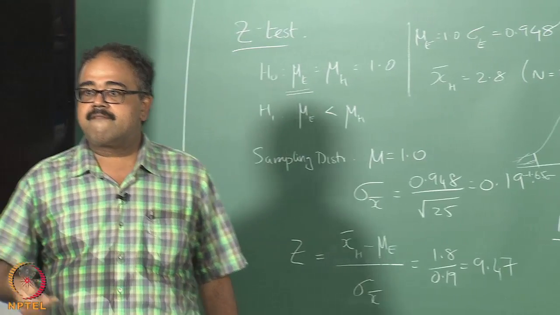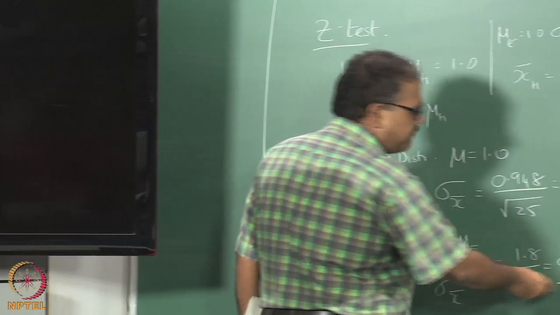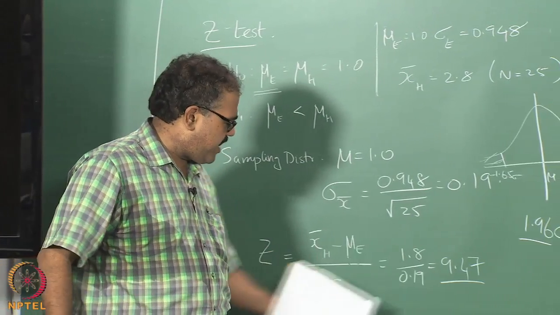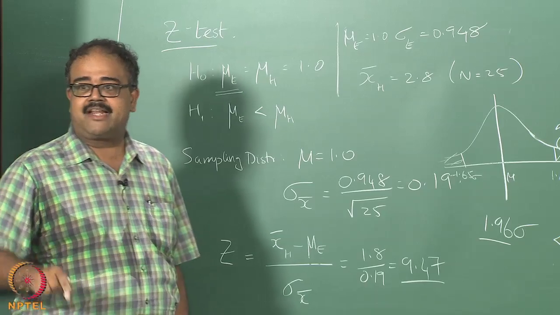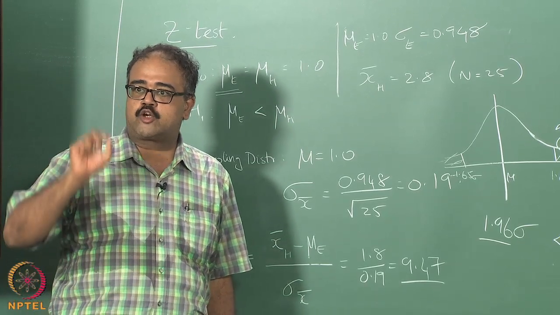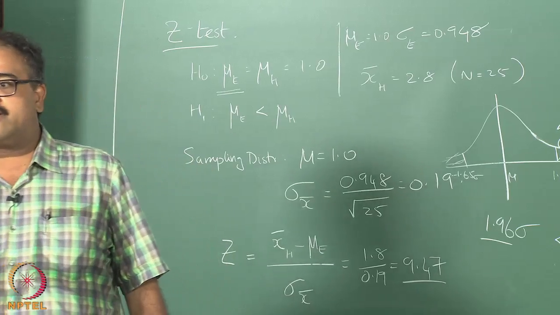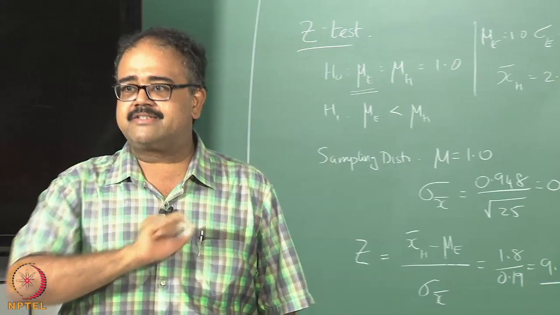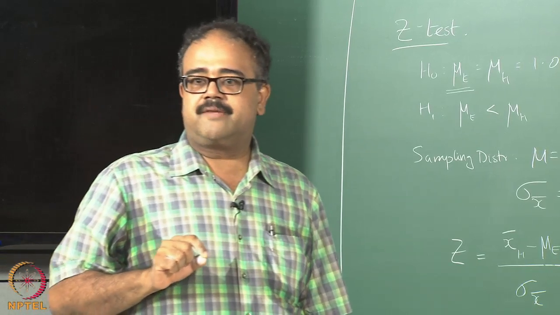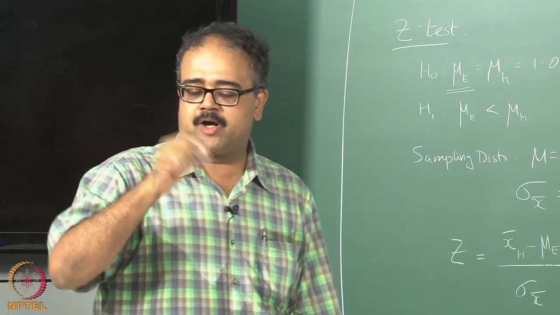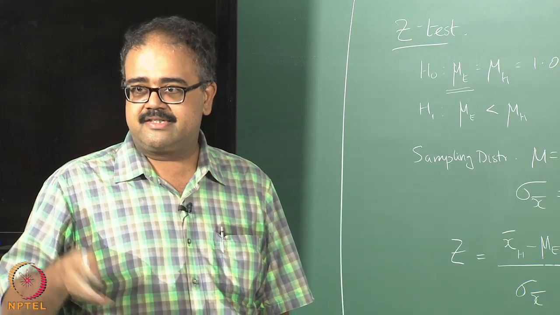So the actual answer is now the probability is less than 0.05. Now it's 9.47, right? 9.47 is way higher than my 1.65. Therefore I can reject the null hypothesis at a confidence level. The way we state it is like this: I can reject the null hypothesis at a confidence level of at least 0.05. That means the probability of me making an error in rejecting the null hypothesis is less than 0.05.